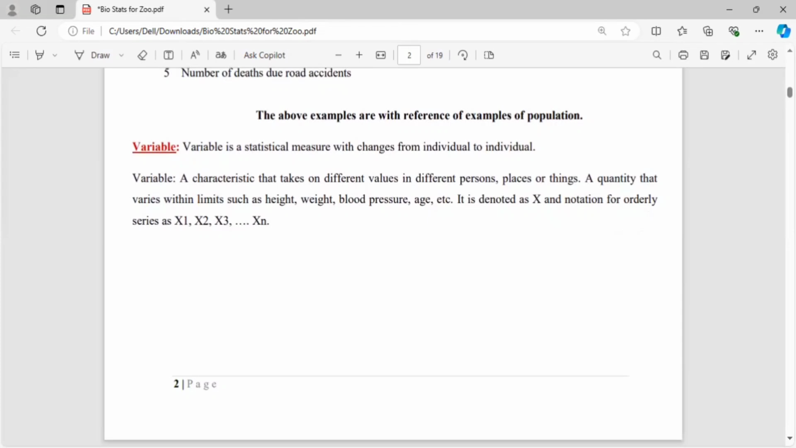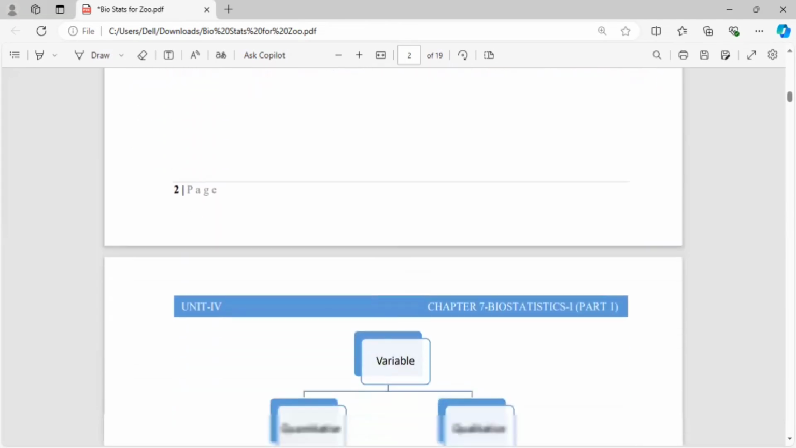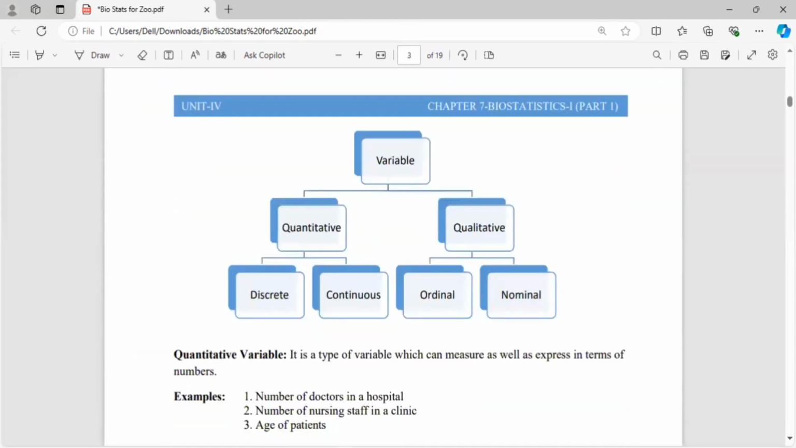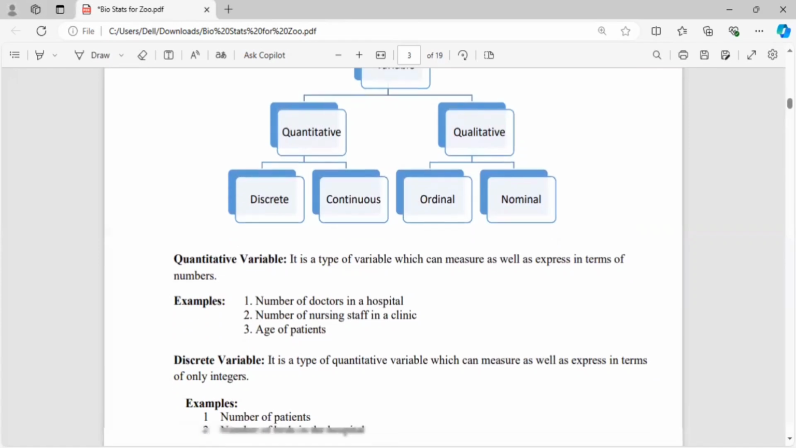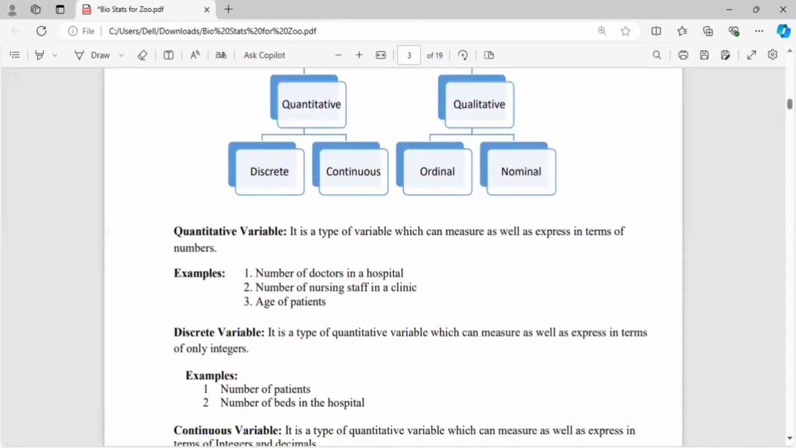Then we entered into the basic concept of variable. What do you mean by variable and what are the different types of variables here? We have quantitative variable and qualitative variable. In quantitative variable, discrete as well as continuous. In qualitative, we discussed ordinal and nominal. So in detail, we discussed what you mean by quantitative variable and what you mean by qualitative variable.